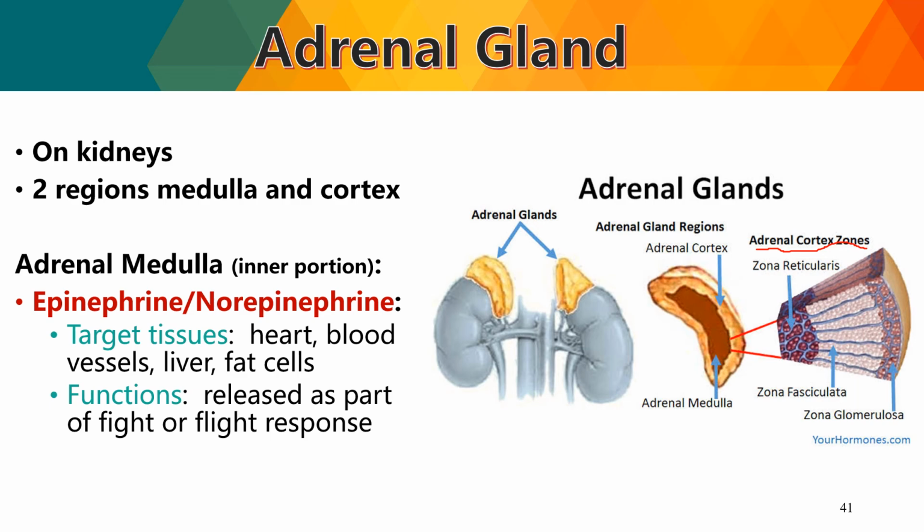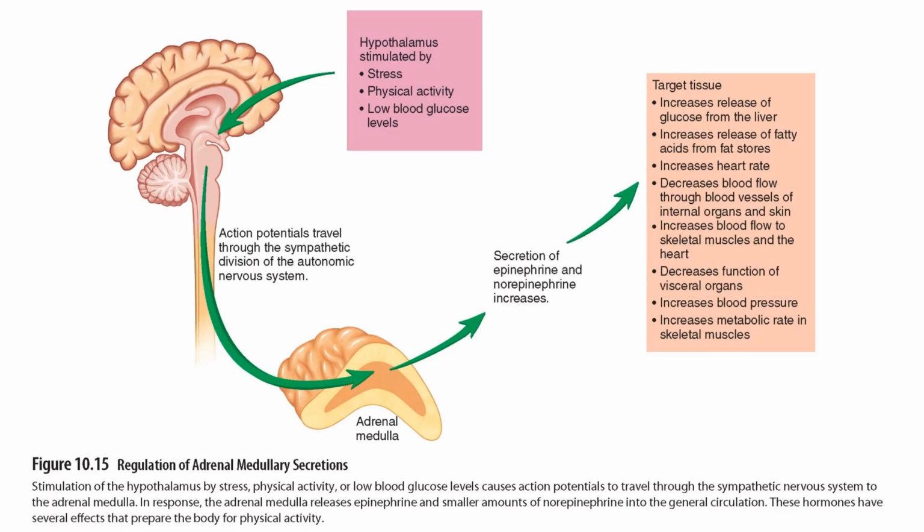So the target tissues are the heart, blood vessels, the liver, and your fat cells. And their function is to release as part of the fight or flight responses. So this is actually the regulation of the adrenal medullary secretions. So in here, the stimulation of your hypothalamus, okay, can be caused by stress, the physical activity, or low blood glucose levels that causes action potentials to travel through the sympathetic nervous system to the adrenal medulla.